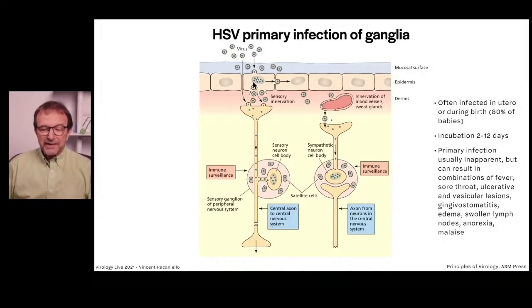Here we're showing the virus infecting, in this case, the skin, but it could be a mucosal surface in your mouth, for example. Viruses enter at the surface and reproduce, which is something that we have talked about, and virus particles are released on the basolateral side. This primary infection is usually inapparent, but in kids can have fever, sore throat, lesions, gingivostomatitis, edema, swollen lymph nodes, anorexia, malaise. So it depends. It can be mild, asymptomatic, or any of these things.